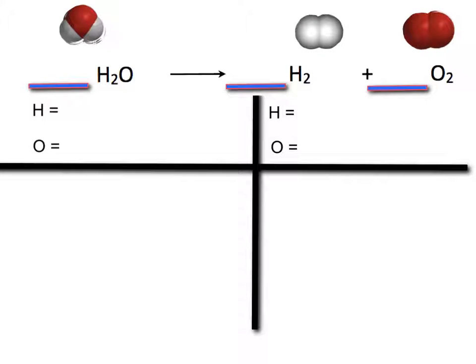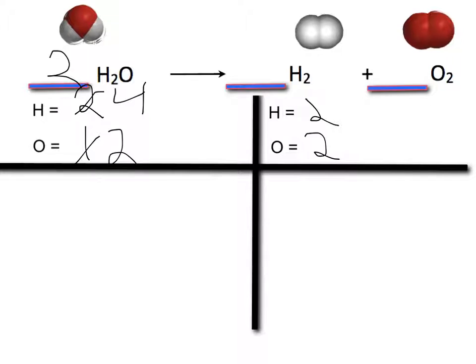In this equation, there is 2 hydrogen, 1 oxygen on the left side. On the right side, 2 hydrogen and 2 oxygen. And in order to balance this equation, you have to add a 2 in front of the H2O on the left side. So that gives you 4 hydrogen and 2 oxygen.